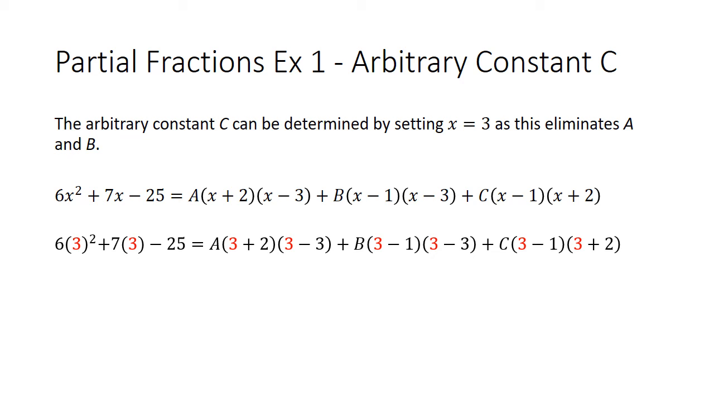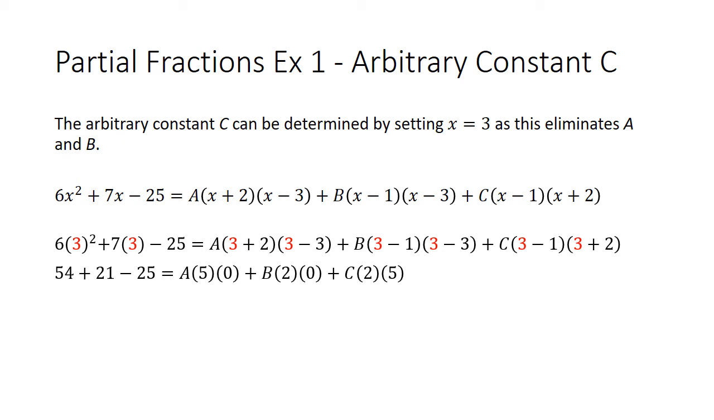Plus B multiplied by 3 minus 1 gives you 2, multiplied by 3 minus 3 gives you 0. So B will go to 0 because it's multiplied by 0. Plus C times 3 minus 1 will give 2, 3 plus 2 will give 5. So you can see these values are shown here.